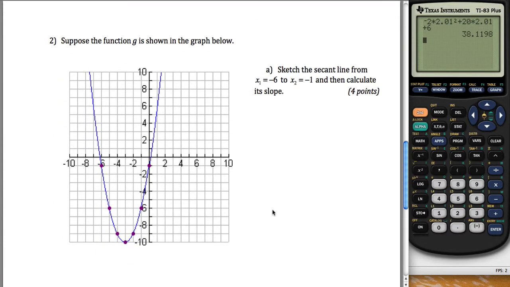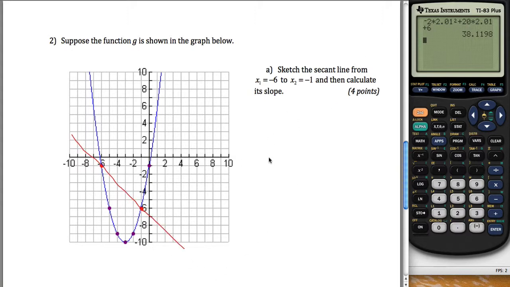Second question. You got a function, and it wants you to sketch the secant line from x1 equals -6 to x2 equals -1. So that looks like from this point right here to this point right here. All that's saying is connect those two dots with a straight line. Easier said than done. It's hard to draw straight lines on my computer. Try a third time and just call it good enough, even if it's not very straight. That's pretty good.